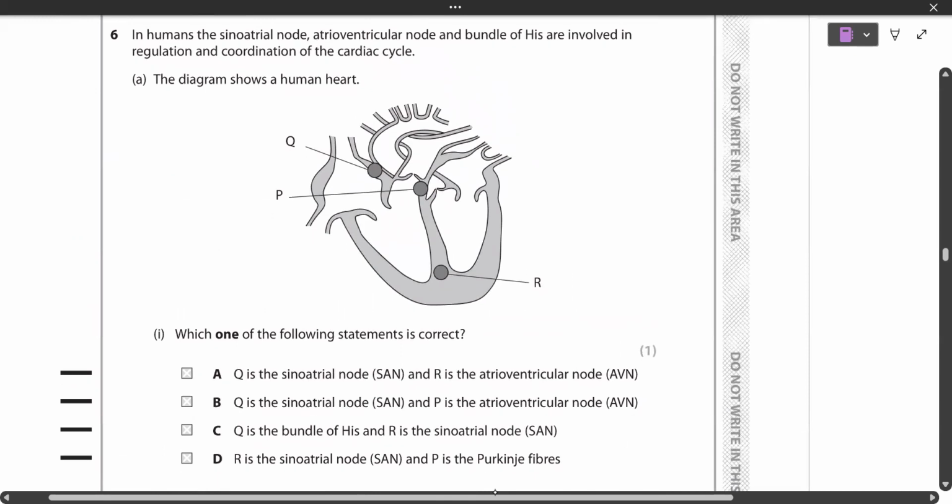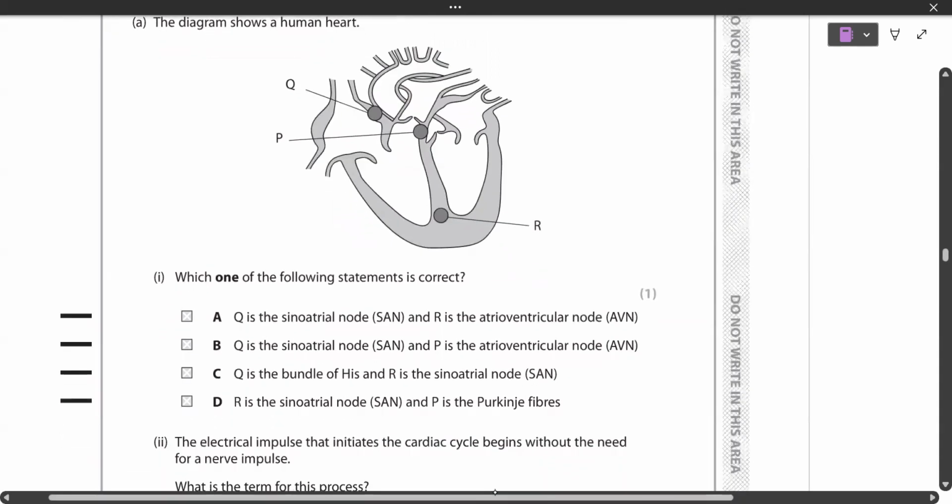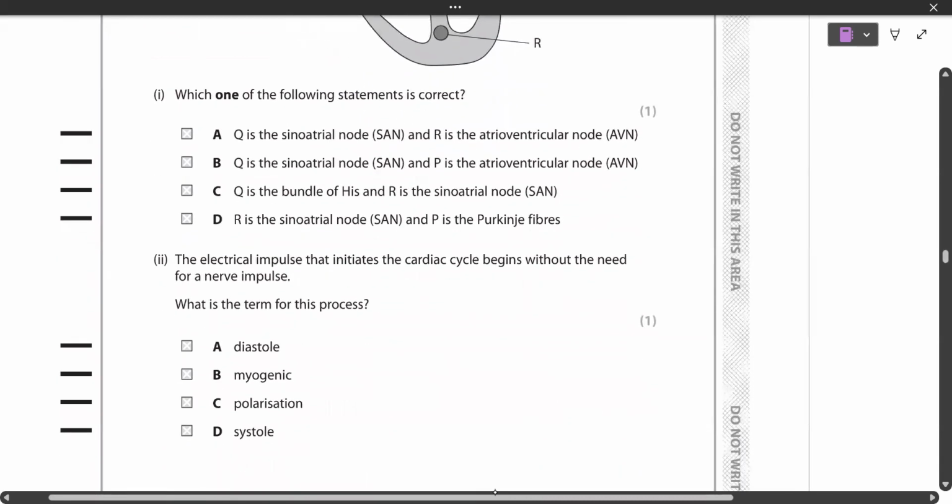In humans the sinoatrial node, atrioventricular node and the bundle of His are involved in the regulation and coordination of the cardiac cycle. The diagram shows a human heart. Which one of the following statements is correct?